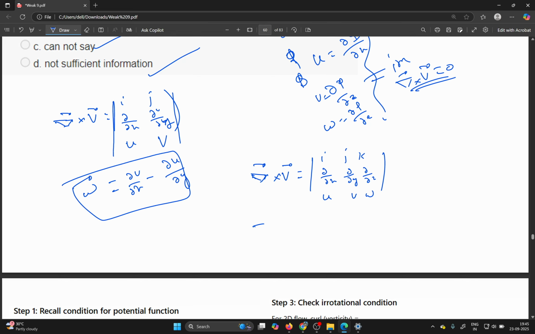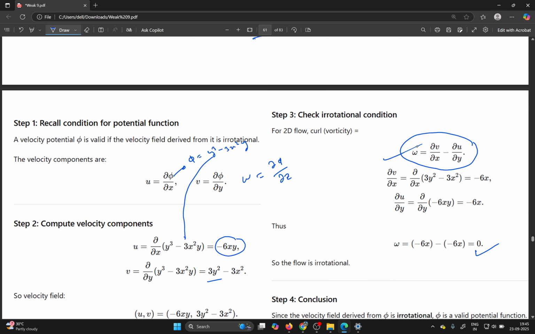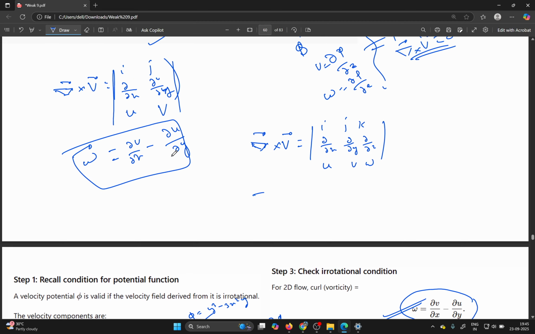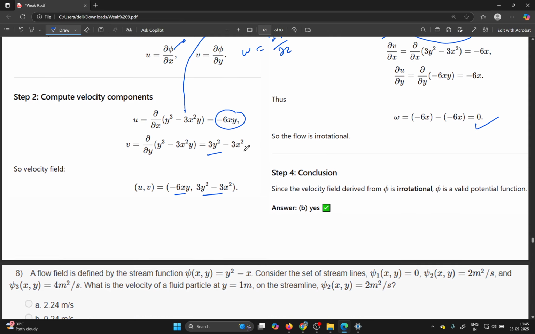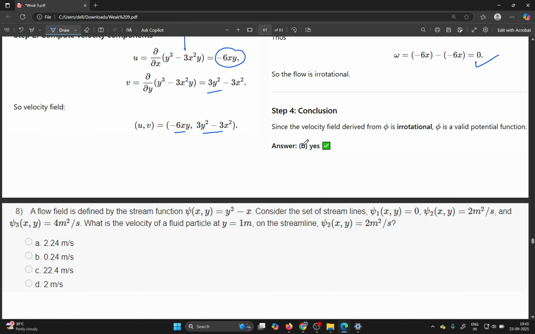The similar formula is here. Remember, please, you can see a similar formula here. This is your del u by del x minus del v by del y. So here you can see this comes from here. So remember, please, all these things are very important. Now let us move on to the next question. Very important question.